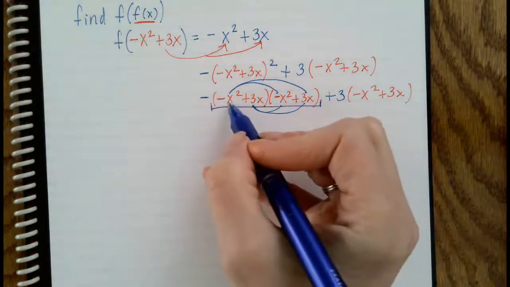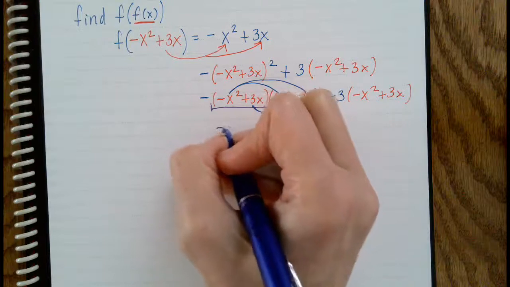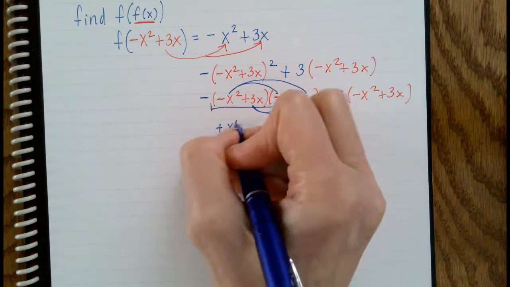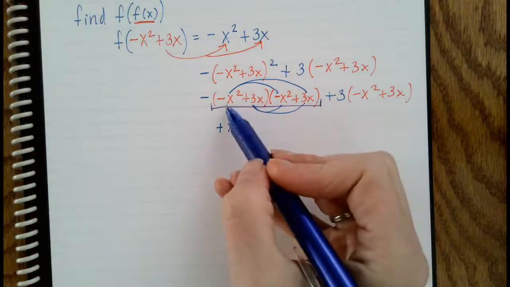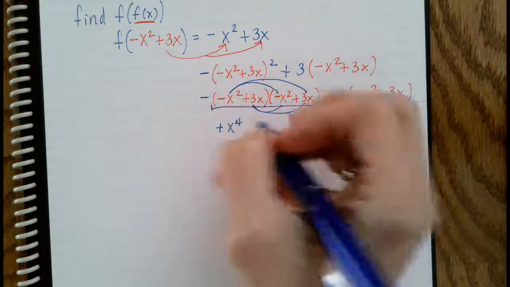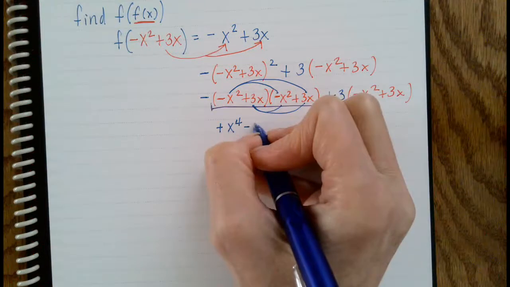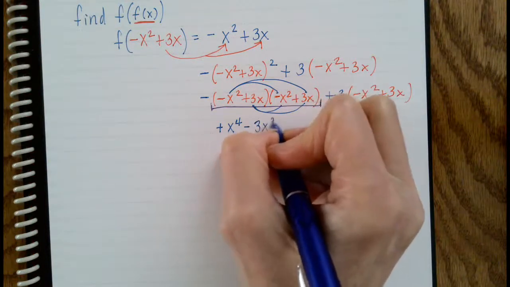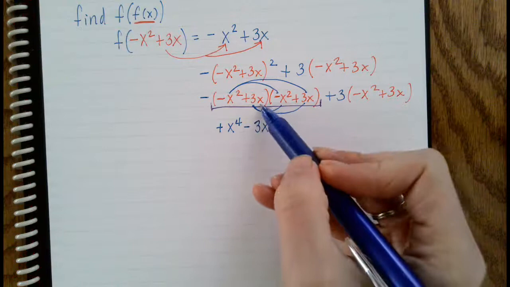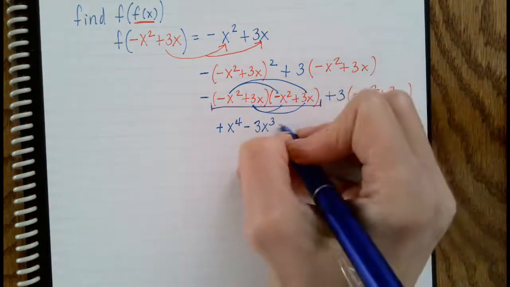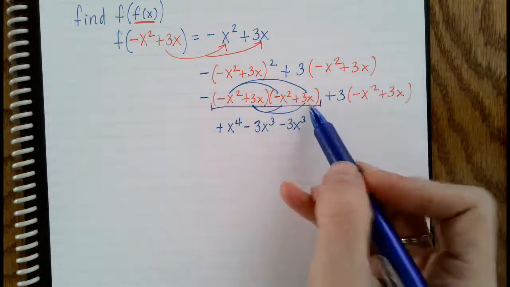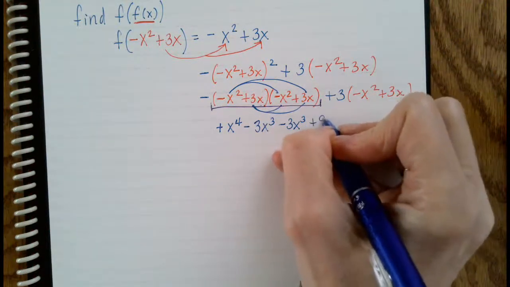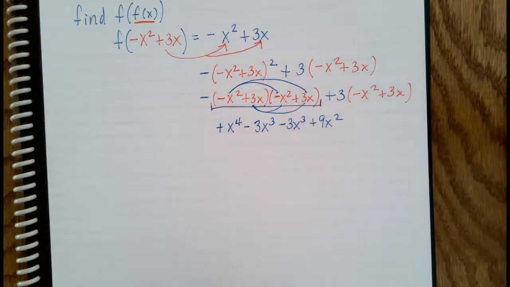So if we FOIL, negative x squared times negative x squared is positive x to the fourth. Negative times negative is positive. You don't have to write the positive. I just accidentally had written that negative. Negative x squared times 3x: negative times positive is negative, x squared times 3x is 3x cubed. Positive 3x times negative x squared is negative 3x cubed. Positive 3x times positive 3x is positive 9x squared.